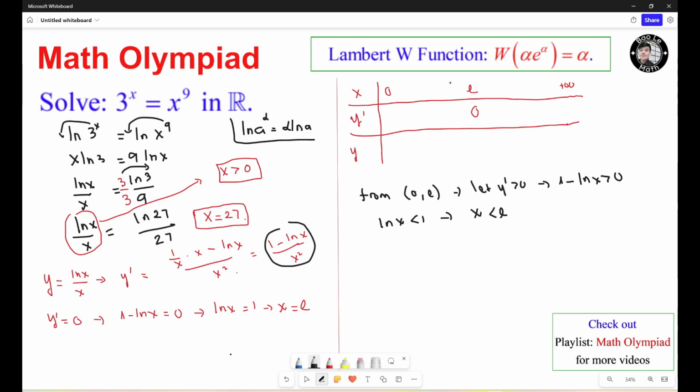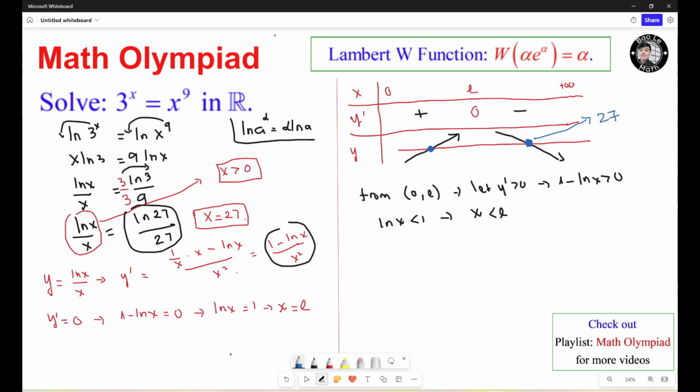So you look at this one from 0 to e: s is less than e, and y prime must be greater than 0, so this should be positive. You do the same process, and this should be negative. So the graph is increasing in this interval and decreasing in this interval. Now the right hand side is going to be constant, so it should be a horizontal line, something like this. You're going to find one solution right here, this is 27. Now we have another solution right here. We need to find it.